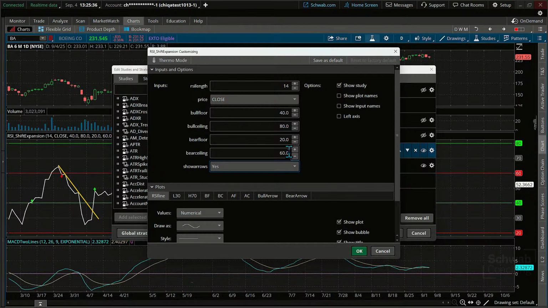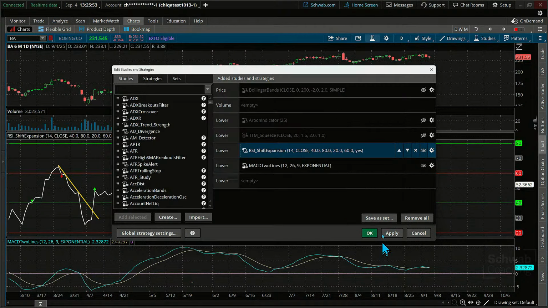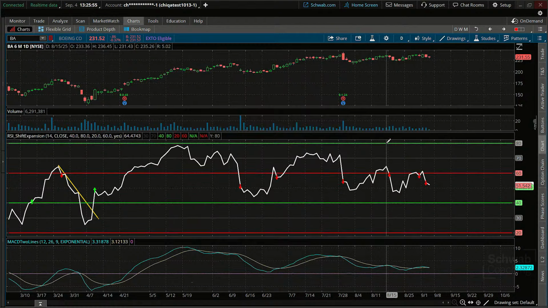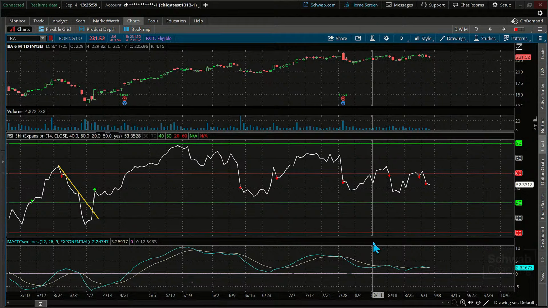Say, for example, we wanted the bear floor to show up at maybe a 40, so it's got to cross below 40. Well, you could do that there before it showed anything, or even below 30, whatever you wanted to do. The bear ceiling. But there they are. So there are adjustments that can be made, and those will automatically adjust the lines that you see on this screen. More than anything, folks, I just want you to pick up on the momentum side.